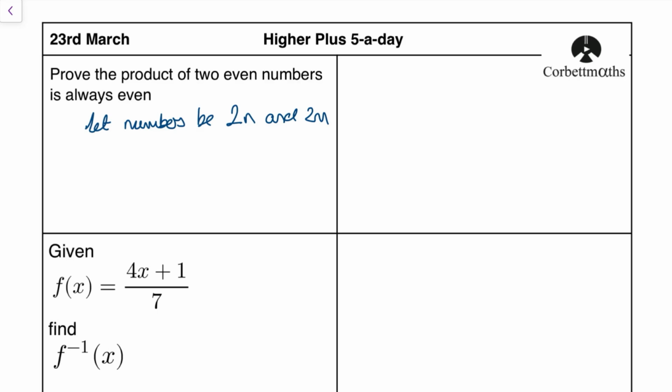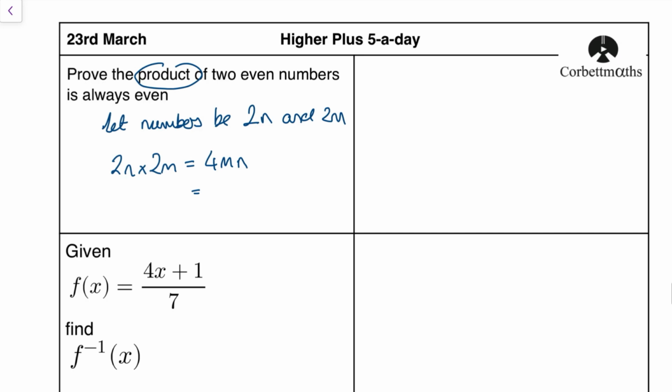And then I'm going to do the thing it wants me to do. So in this case, it wants me to find the product. So I'm just going to do the maths part. So 2n times 2m is equal to 4mn. And then I need to make a clear statement that I understand what an even number is. So I'm going to write this as 2 times 2mn. And I'm going to make a statement, something like as 2 is a factor, even, and then I've proven the statement.